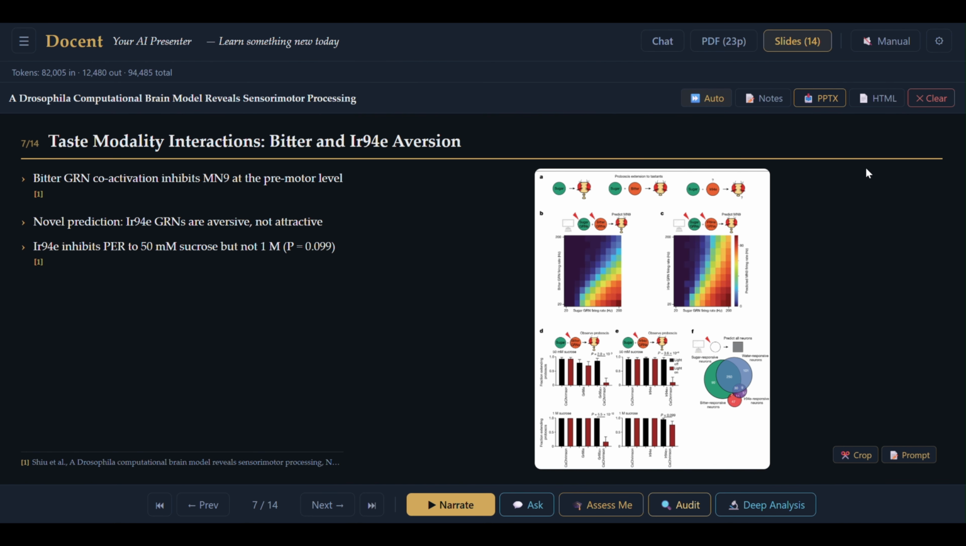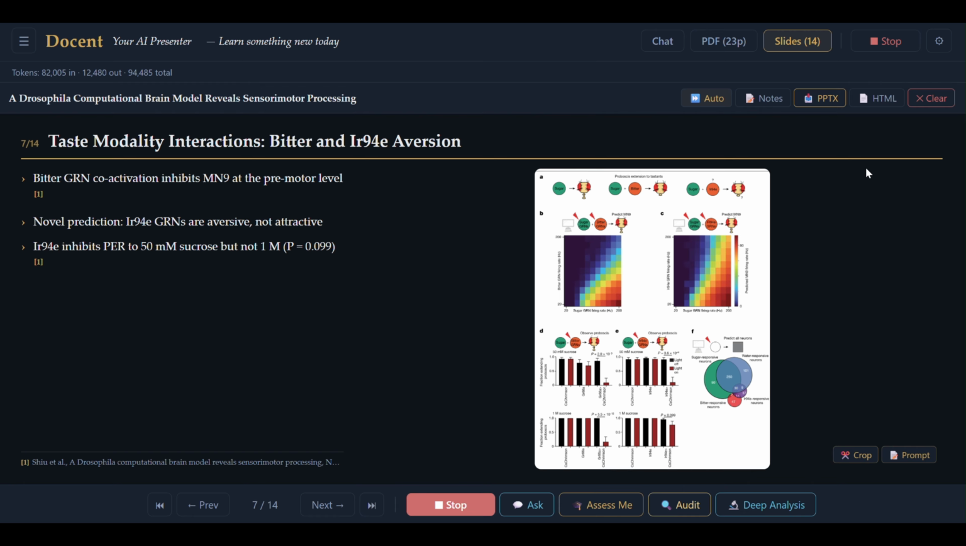This slide covers the most novel biological finding. IR94E neurons are aversive. Previously, these neurons, which respond to low salt and male genitals, were suggested to mediate attraction. The model predicts they inhibit MN9, similar to bitter but weaker. Panels B and C show the heat maps.